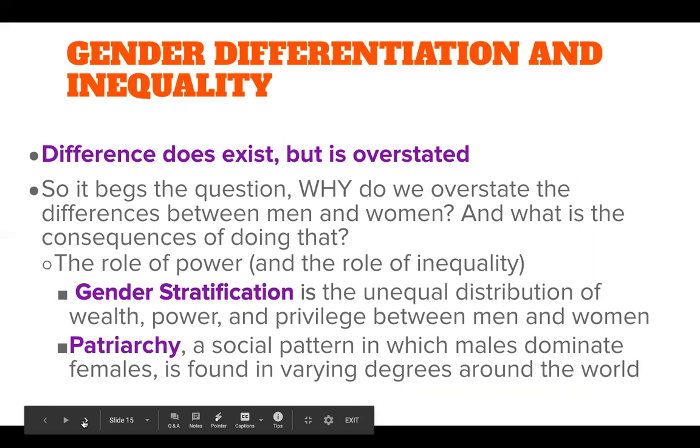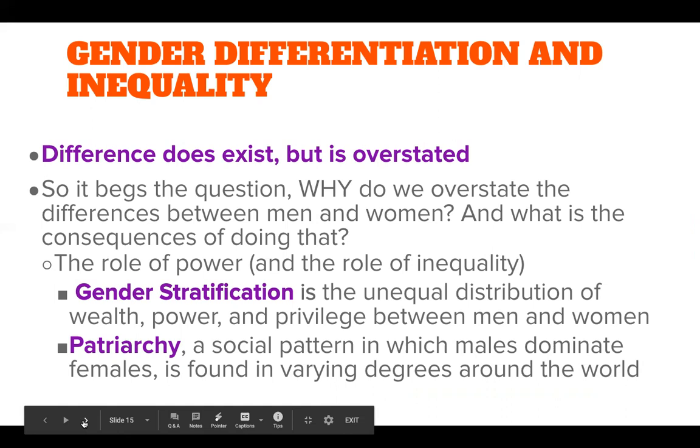In a society that has gender stratification, where men are the gender on the top rung of the ladder, we refer to this society as a patriarchy. That is a social pattern in which males dominate females. It literally means rule of the father. And in a true patriarchy, men have all of the power, not just in their household, but in public spaces as well, from politics to the world of business.